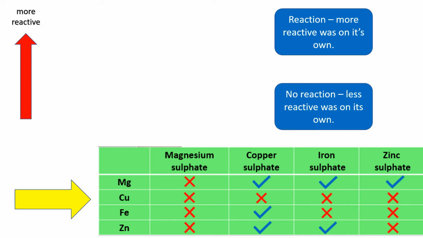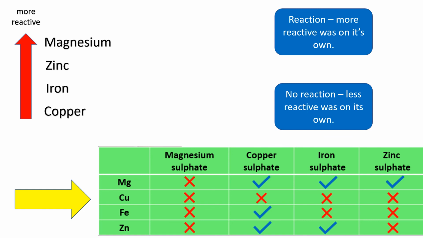If we look at this and we look across the table rather than down the table, we can see that magnesium has got 3 reactions, more than any other, so it is the most reactive. We can see that zinc has got 2 reactions, it's displaced 2 things, so it's the second most reactive. Iron has managed to displace 1 thing, so it is next. And copper, look at copper, it's not managed to displace anything, has it? And therefore it is the least reactive.